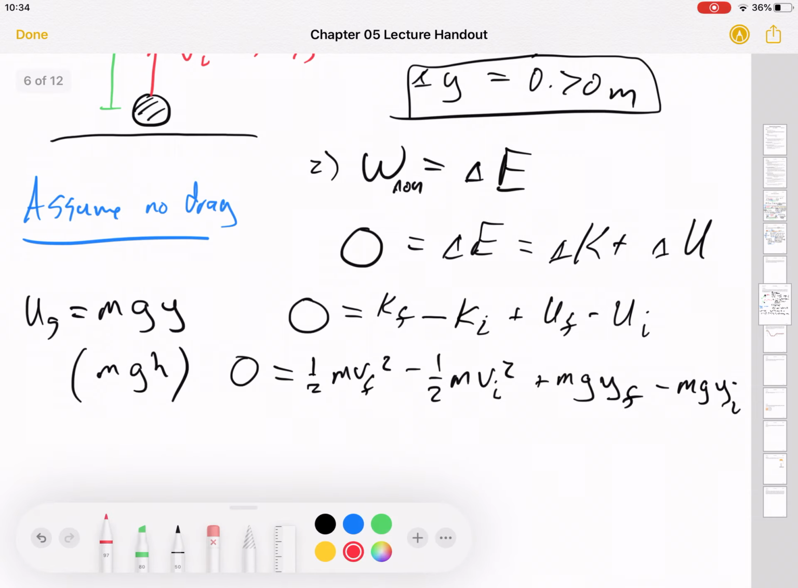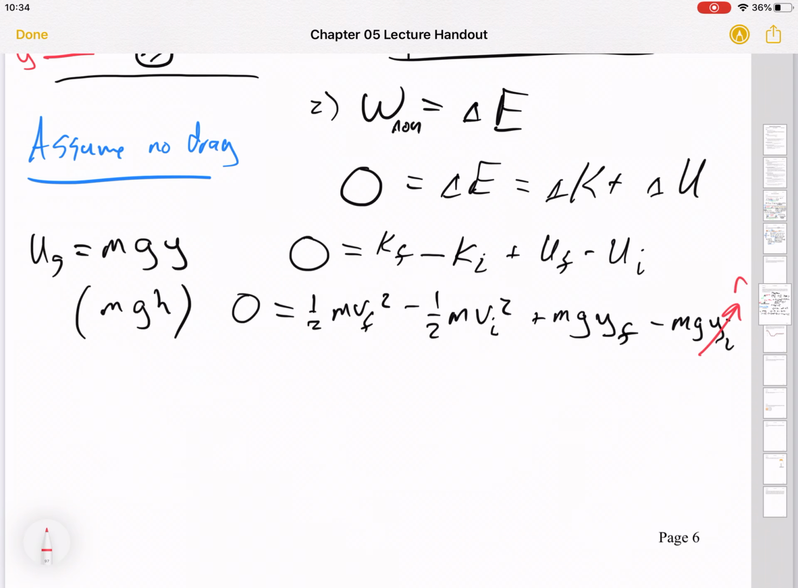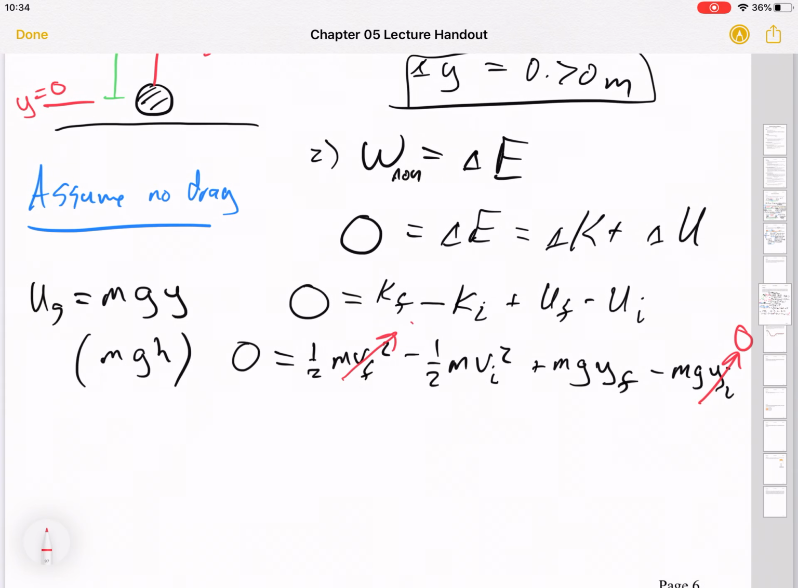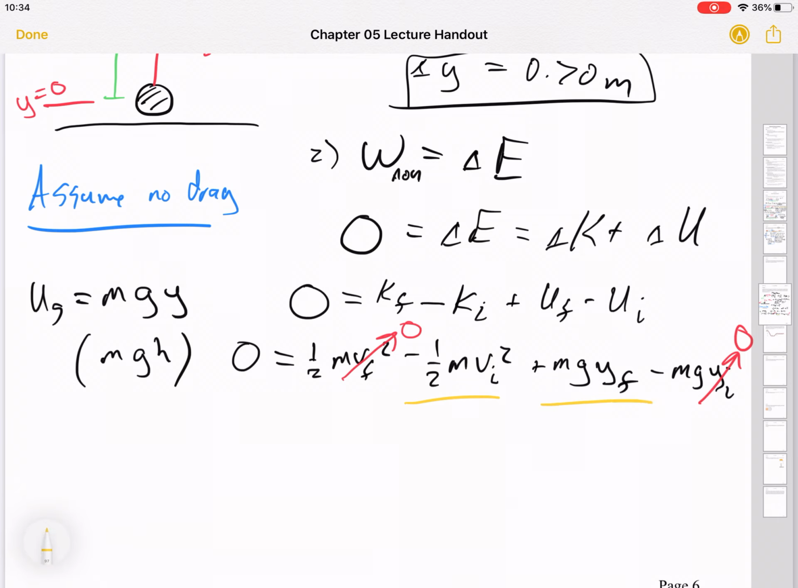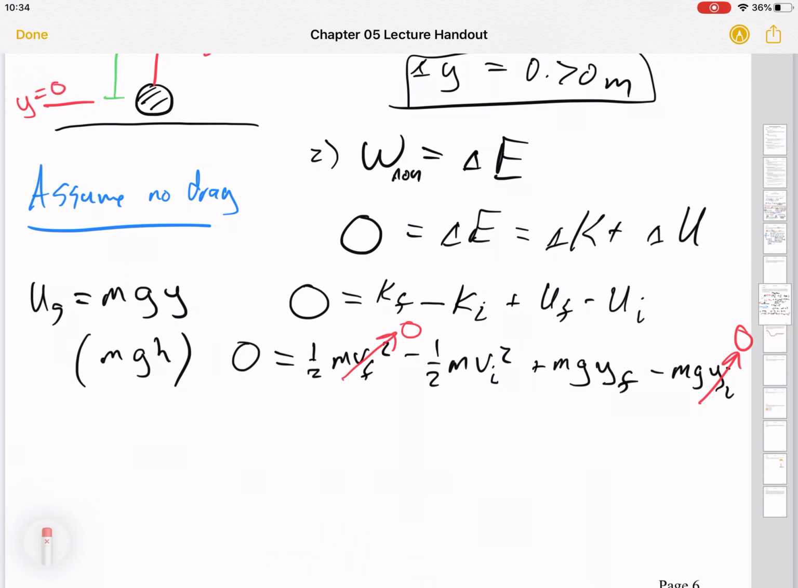Okay, this is great, and I'll tell you why. Two of these things are 0, right? We're starting at the ground, so let's call this point y equals 0. That means y initial is 0, so that's gone. Y final, I'm going to the highest point here. Sorry, not y final. V final is 0. Y final is non-zero. That's actually what we're solving for. So that gives me two terms that are 0. One of them's negative. That's fabulous. That way I'm not going to run into a problem here.